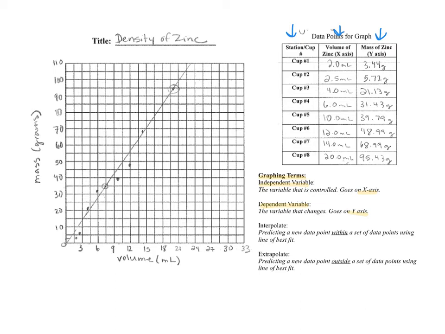Also notice I've got a title. I happen to know that if we're looking at the slope of this, it would be the change in y over the change in x, which is going to be mass divided by volume. I know that that's density.